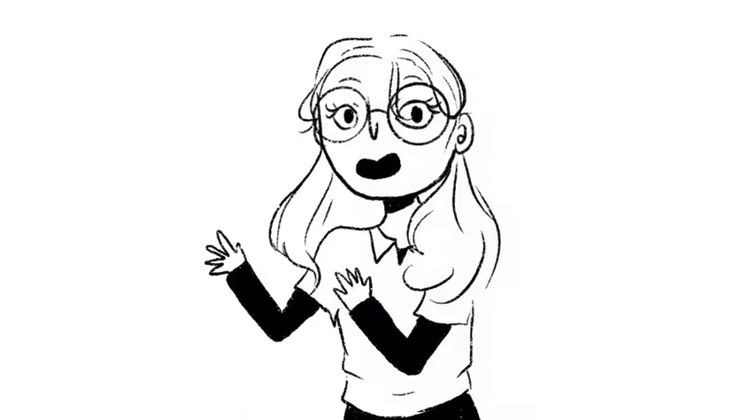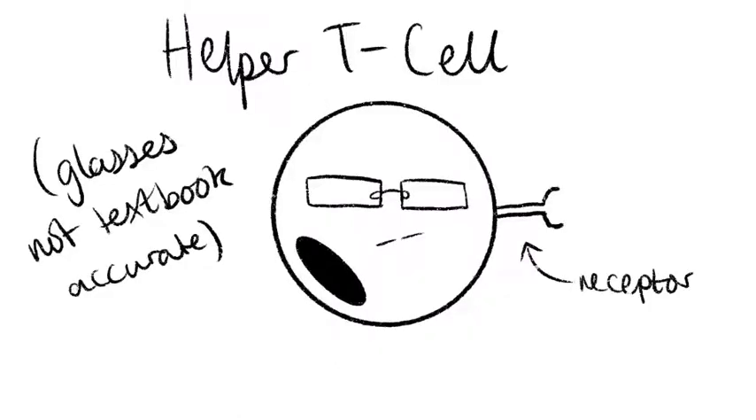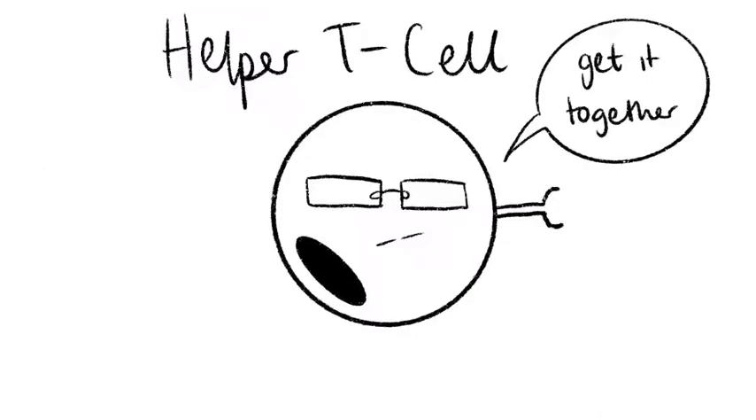Next, T cells, within the context of the cell-mediated response. There's two main types of T cells you're going to have to know about for the exam. The first one is the helper T cell, which simply put tells a bunch of other cells, including phagocytes, that an immune response is happening and to get their act together sharpish.